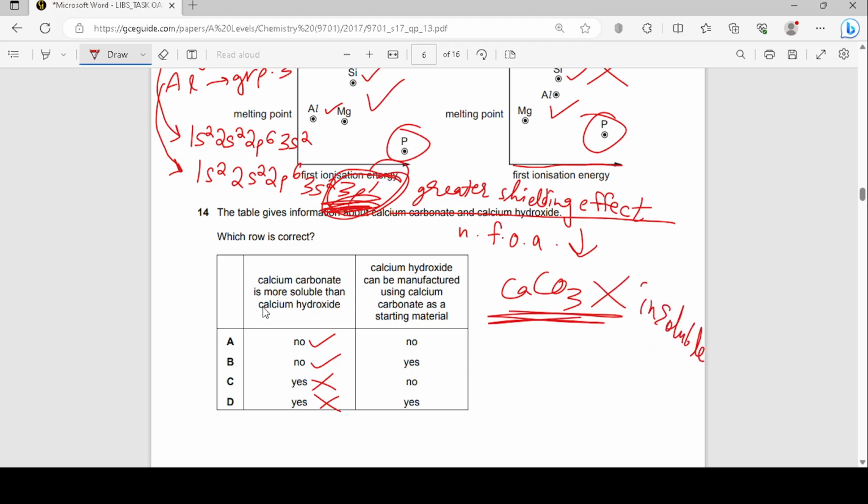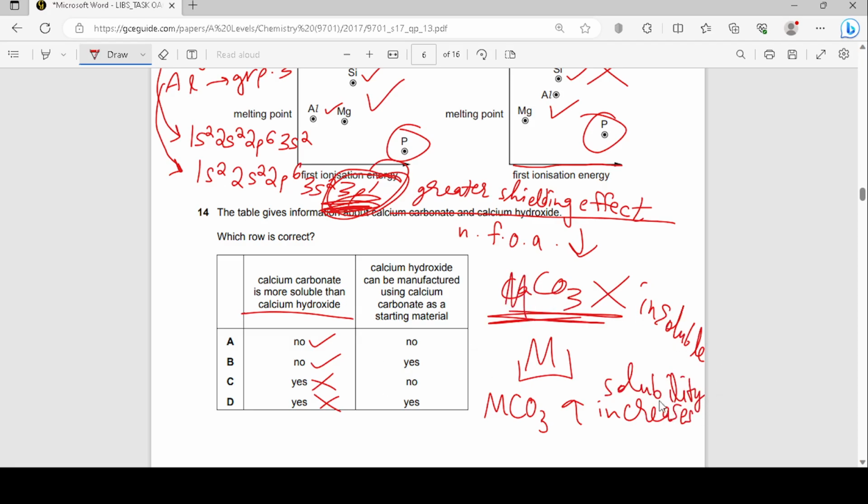Whereas for group 2 hydroxides, if you take a group 2 element M, consider that. Group 2 carbonates' solubility increases down the group, right? But my point is that the group 2 carbonates are all insoluble in water. Sorry, why did I write MCO3? I meant to say group 2 hydroxides.